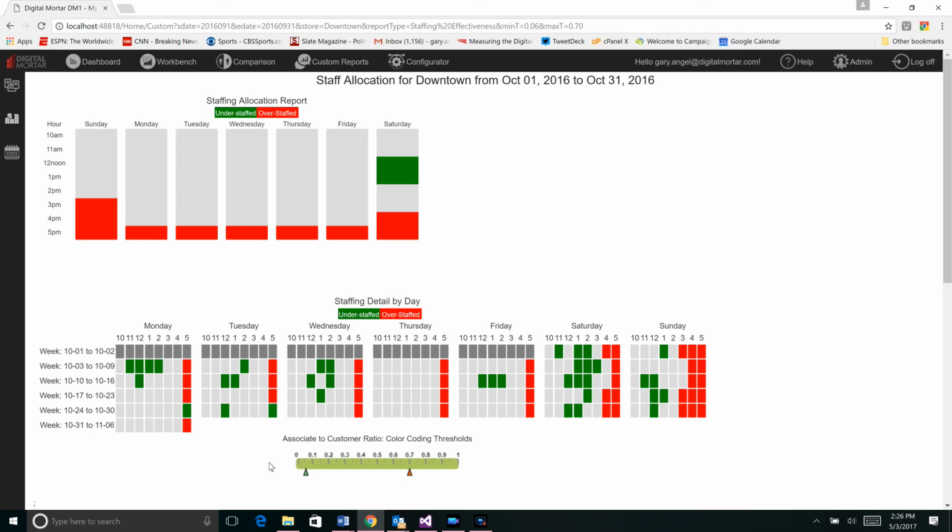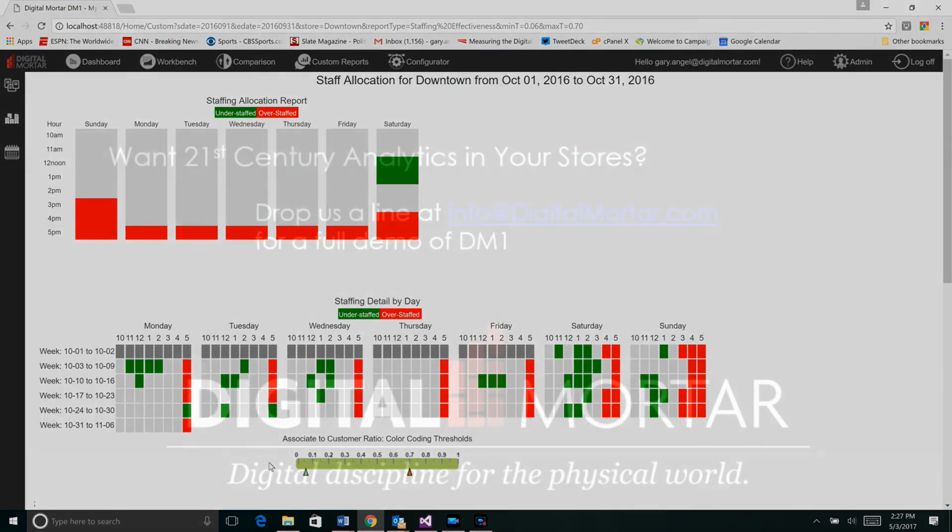Its metrics let you understand where customers go, where they spend time, how often they interact with staff, how successful those interactions are, and whether there are areas and times of day when the associate to staff ratio is less than optimal.